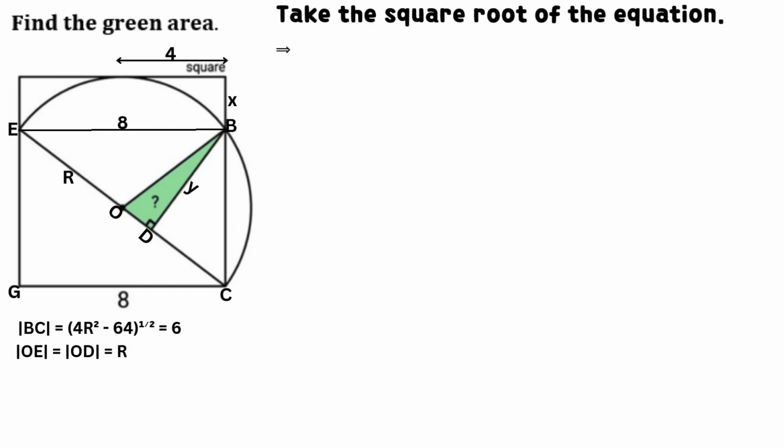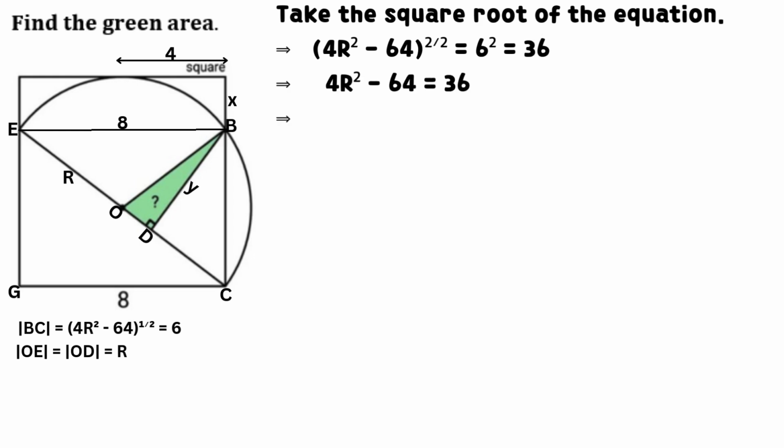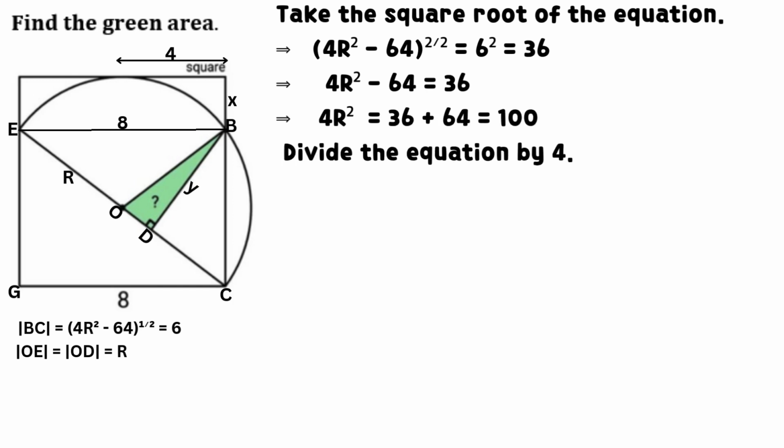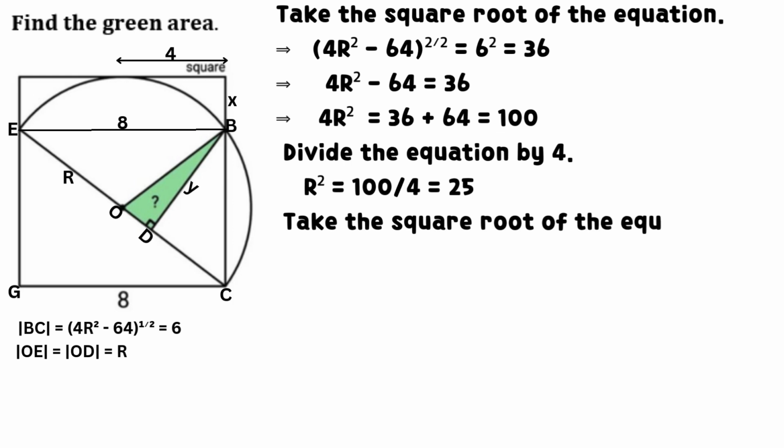Take the square of the equation. This implies that the square of the square root of 4 times the square of R minus 64 equals the square of 6, which equals 36. It follows that 4 times the square of R equals 36 plus 64, which equals 100.